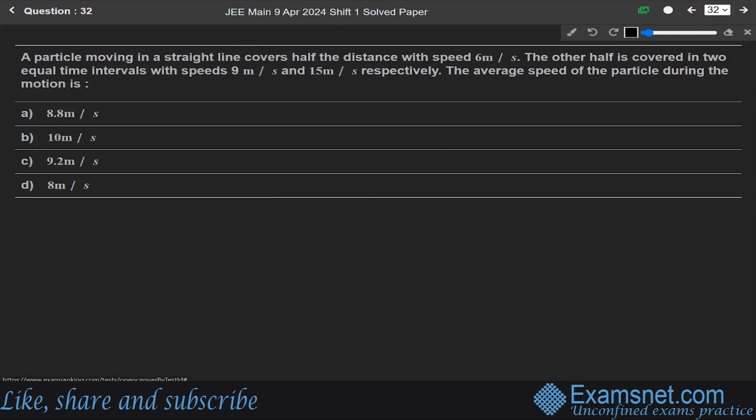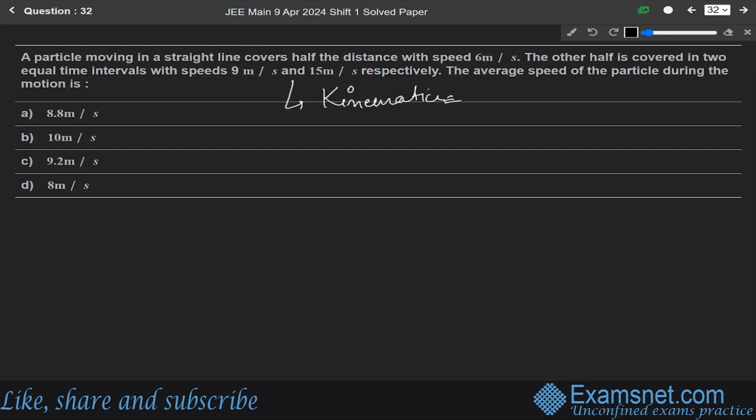Okay, now next question. A particle moving in a straight line covers half the distance with speed 6 meter per second. The other half is covered in two equal intervals with speed 9 meter per second and 15 meter per second respectively. The average speed of the particle during the motion is. Okay, so this question is from the chapter of kinematics.